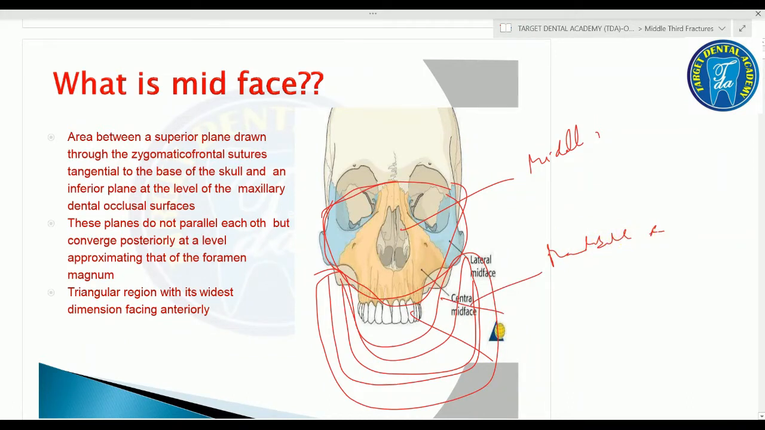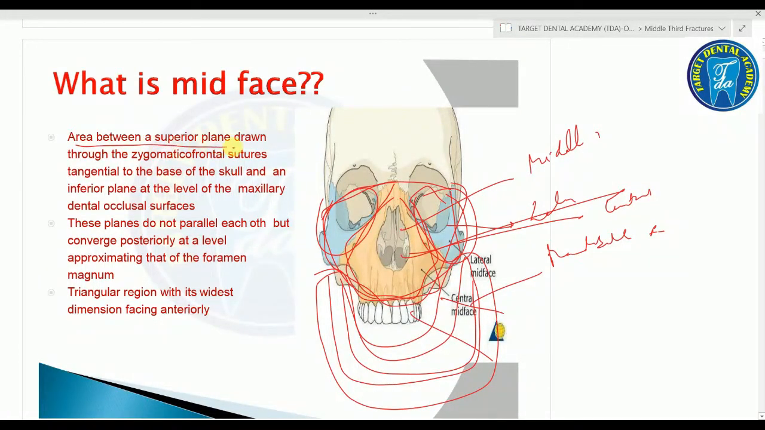Fine. So the middle face or the mid face has these portions. It is the lateral mid face and this portion is the central mid face. There are two lateral mid face areas and one central mid face. So what is mid face?